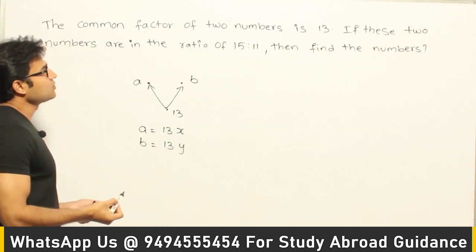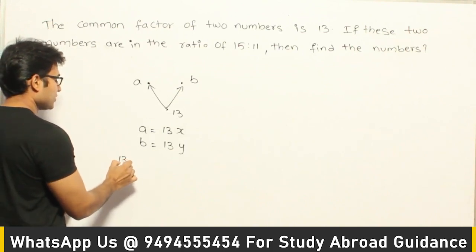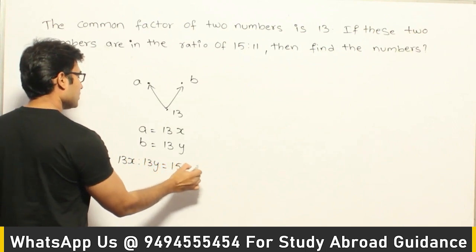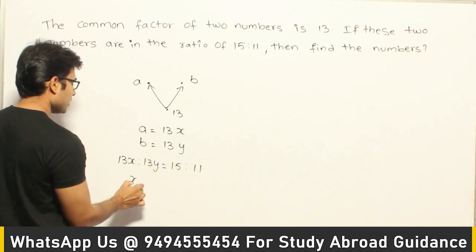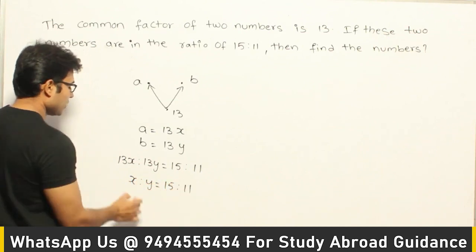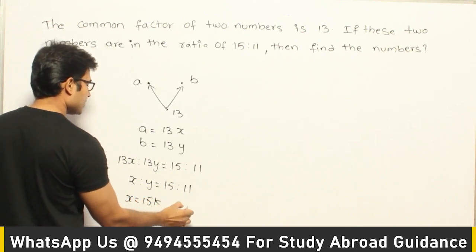Now they are saying that these two numbers are in the ratio of 15:11. So how can you write it? 13x is to 13y equal to 15:11. Therefore you get that x is to y equal to 15:11. So you can write x as 15 into k as well as y as 11 into k.